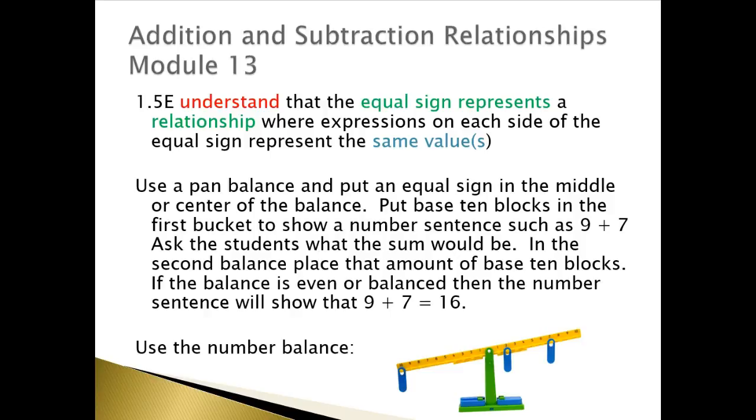Also in 1.5e, the kids need to understand the equal sign represents a relationship where everything is equal on each side. So make sure you use your number balance with the kids. You might even want to put an equal sign in the middle so that they can see that 9 plus 7 is equal to 16. The number balance is balanced when they're equal.